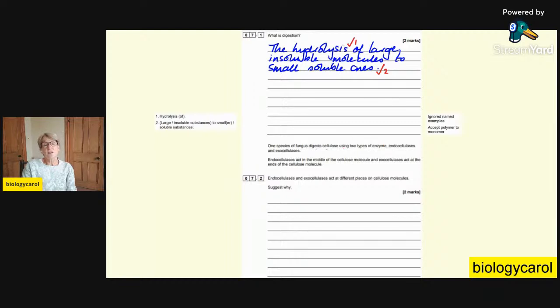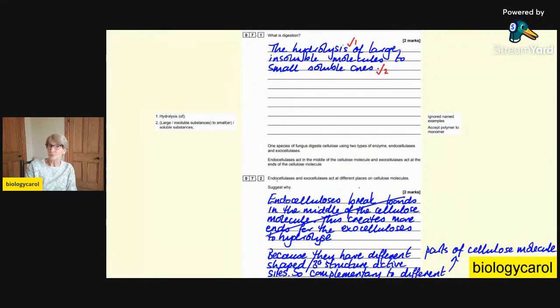One species of fungus digests cellulose using 2 types of enzyme, endocellulases and exocellulases. Ooh, that sounds familiar, doesn't it? Endopeptidases and exopeptidases. And as I suspected, endocellulases act in the middle of the cellulose molecule and exocellulases act at the ends. Endocellulases and exocellulases act at different places on cellulose molecules. Suggest why.